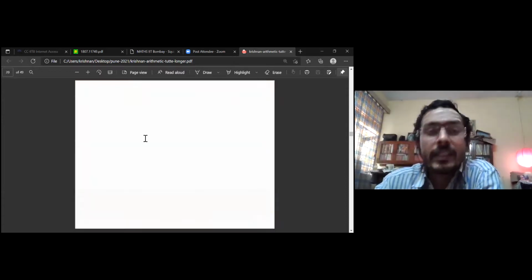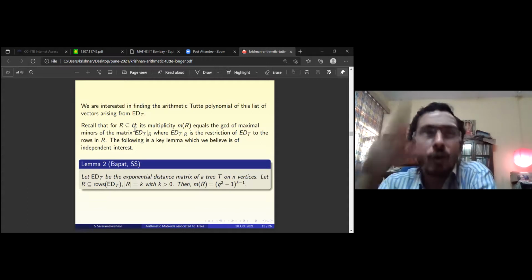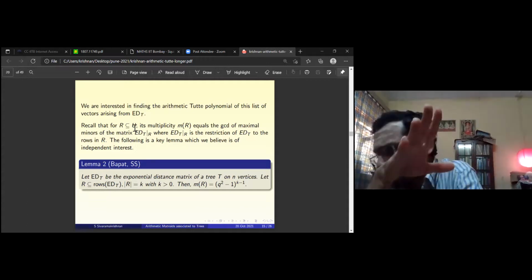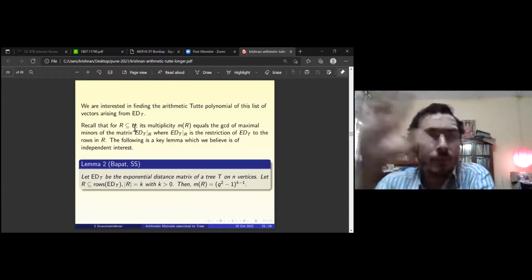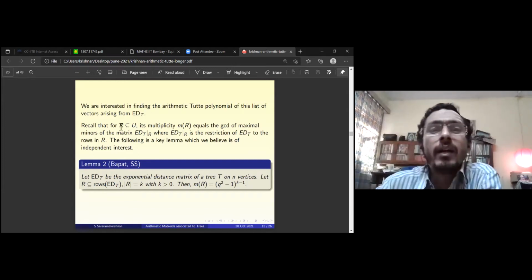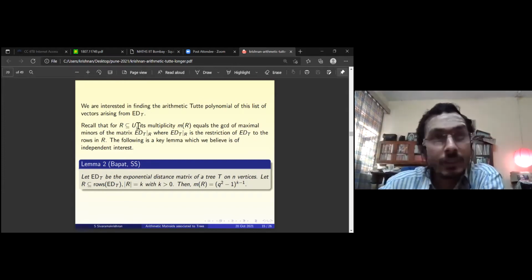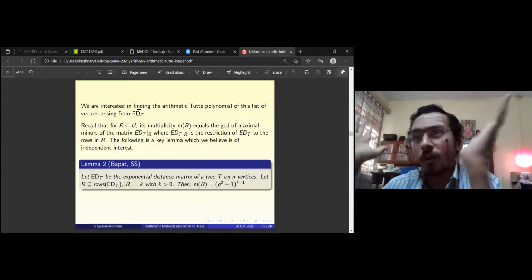So let me state the theorem. All right, this is the important thing. U for us is the set of all columns of the exponential distance matrix of a tree. So we start with a tree, look at the exponential distance matrix, and look at all the columns U. Now for every R subset of U, this is a full rank matrix, because we are plugging in q, which is not 1 or minus 1. So the matroid you get is the full matroid, that is all subsets of 1 to n.